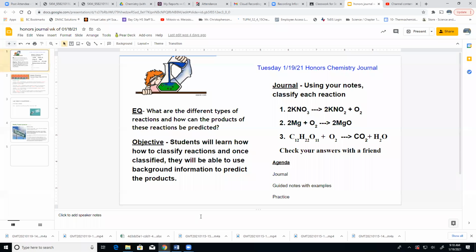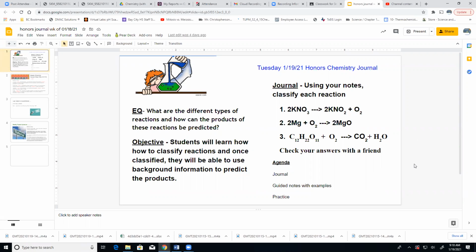That's if they're not the first one. Yeah, but you don't have to. You don't have to balance them or anything like that. You just need to look and say what type they are. So you don't even have to worry about writing that equation. You can just put 1, 2, 3 and what type of reactions they are.